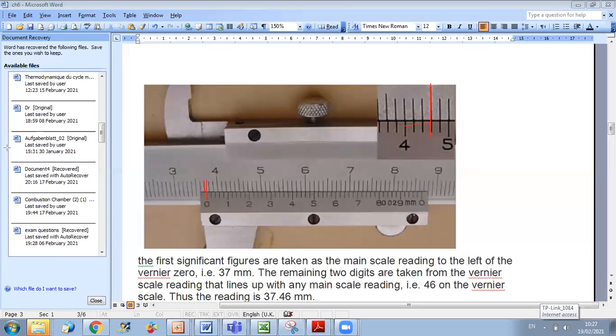Can you repeat how we knew that it is 0.02 between each one? Yes. Okay. Your main scale, what is the smallest division on our main scale? It is 1 millimeter, right? This is 1 millimeter. What is the idea of the vernier scale? The vernier scale will divide this 1 millimeter.